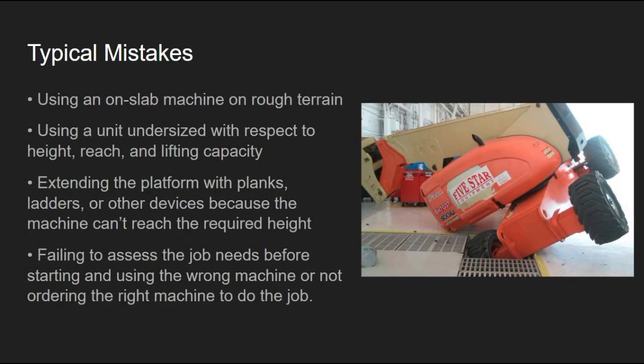Look, I know manuals and other safety related materials might not always be the most exciting stuff to read, but they can actually help you save your life and keep you from making some of these typical mistakes. The typical mistakes may include using an on-slab machine on rough terrain, using a unit undersized with respect to height, reach, and lifting capacity, extending the platform with planks, ladders, and other devices because the machine can't reach the required height, failing to assess the job needs before starting, and using the wrong machine or not ordering the right machine to do the right job. Take the time at the beginning.